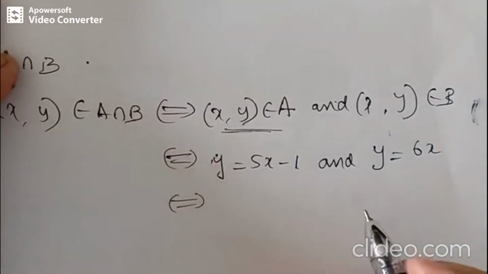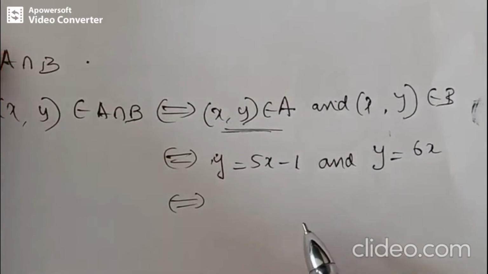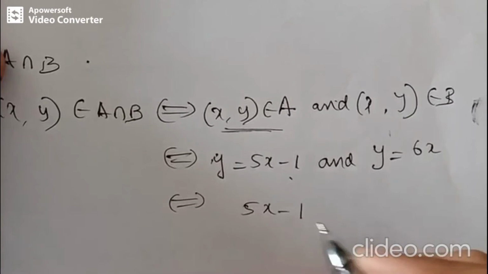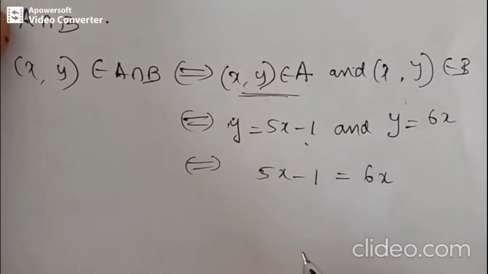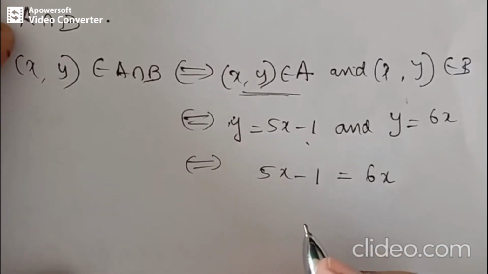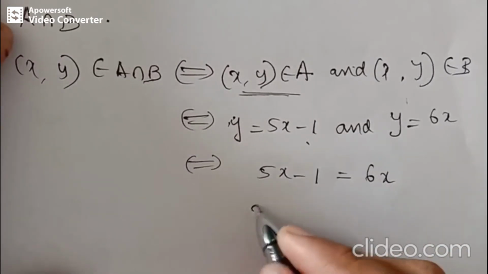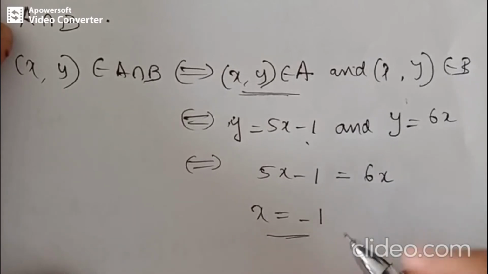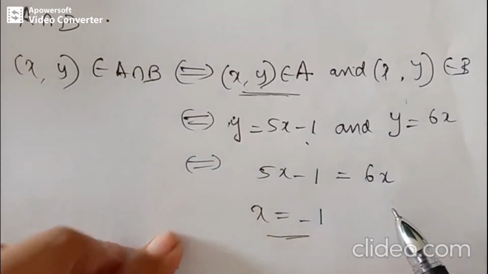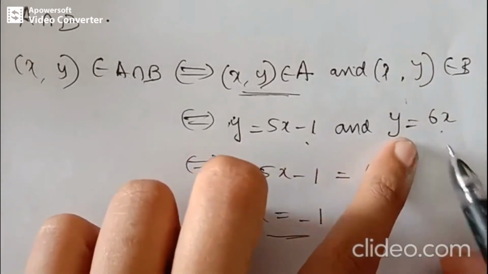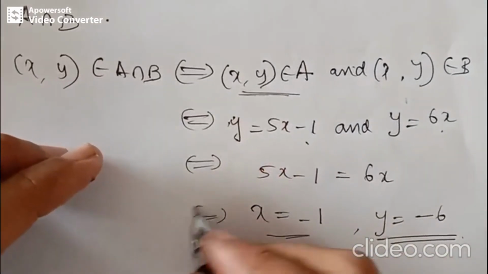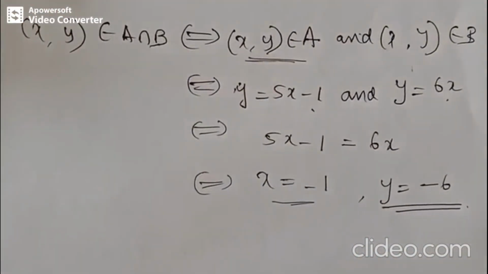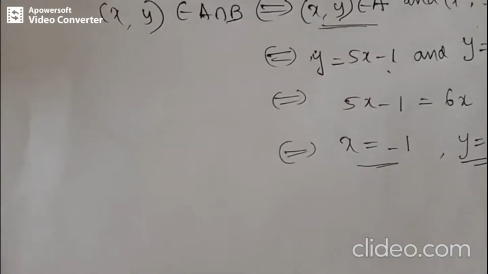Okay, so we can get some values of x and y here. We can equate them: 5x minus 1 is equal to 6x. So what is the value of x? x is equal to minus 1. So when we substitute x equals minus 1 in y, what do we get? y is equal to minus 6. Okay, so this is how we can derive A intersection B.